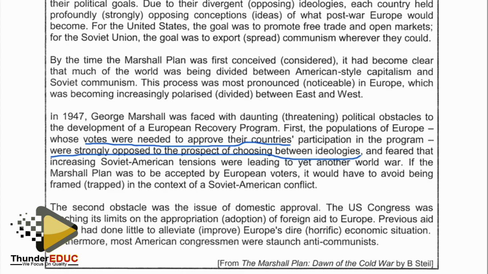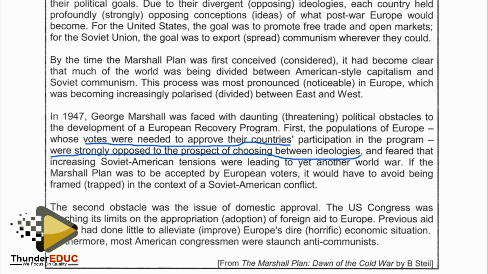So it was one challenge, the issue of the votes that were needed, which in some instances would go against or oppose the prospect of choosing between the ideologies. It meant if people were inclined towards communism, they would vote against the country adopting the Marshall Plan. So that was a challenge for the implementation of the Marshall Plan according to what is indicated there. Then we can also look at the other reason.